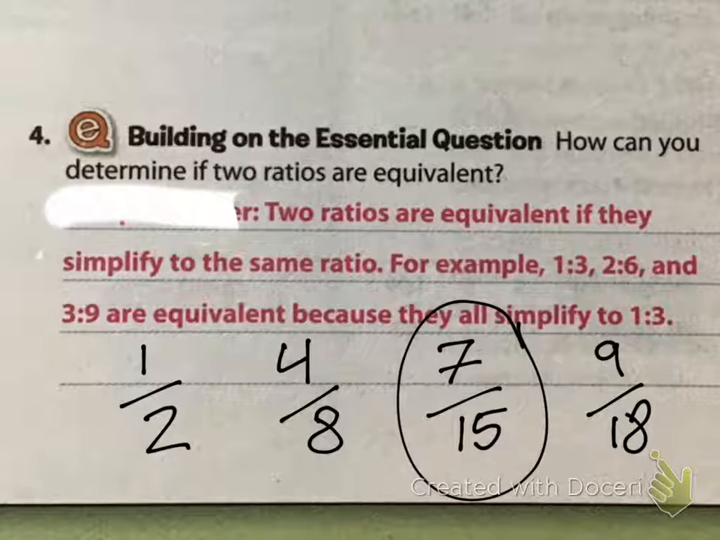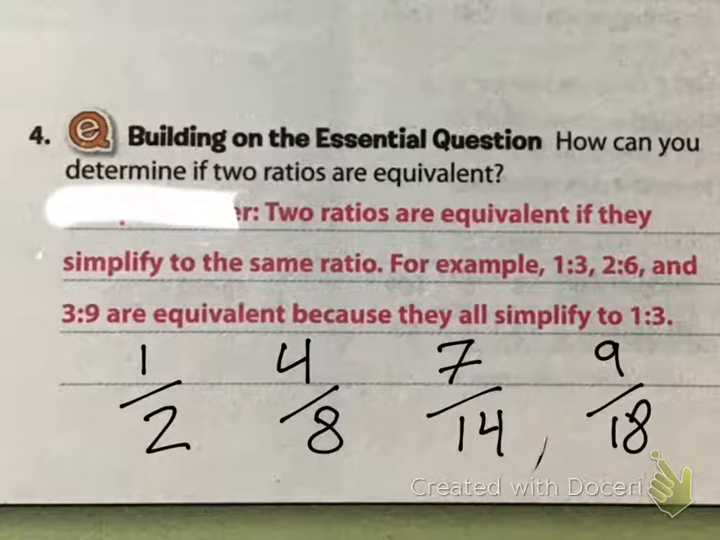How can I fix 7/15? What could I change to make it equivalent, Lily? You could change it to 7/14. Yes, I could change it to 7/14. And now they're all equivalent. This is how we can do equivalent ratios. All of these are what scaling is. This is exactly what scaling is.